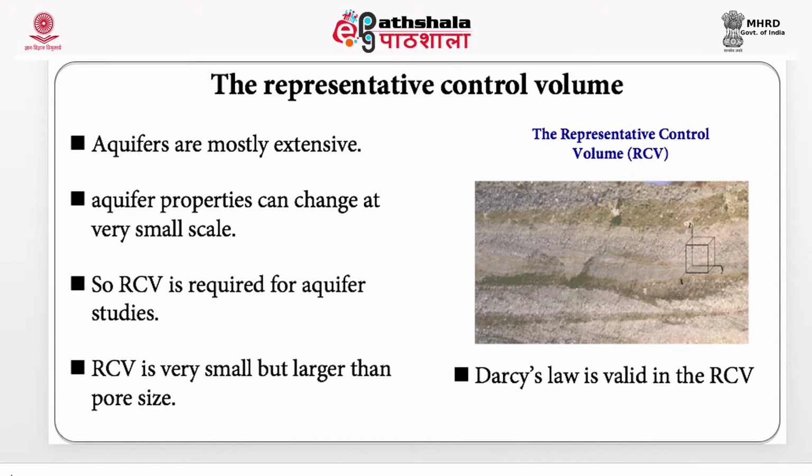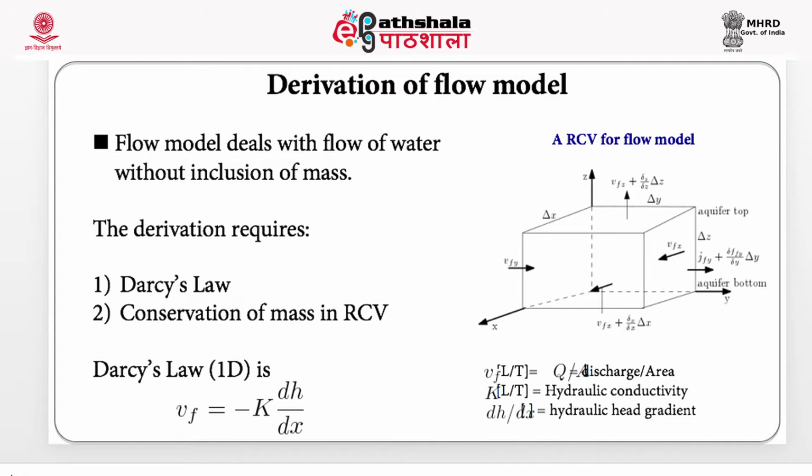So a model aquifer has to be small, but it should not be very small or smaller than the pore size, whereas the basic groundwater hydrology principle, that is Darcy law, has to be valid in this RCV. Now that we have our model aquifer, let us begin with the derivation of the flow model.